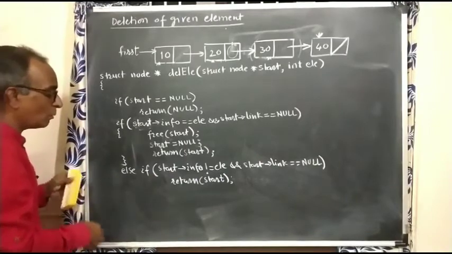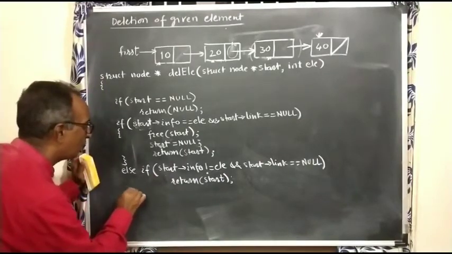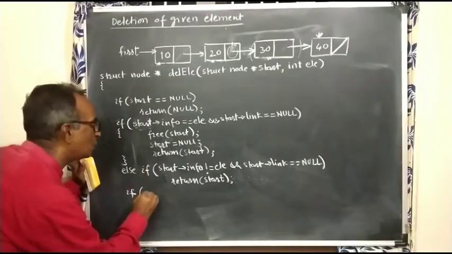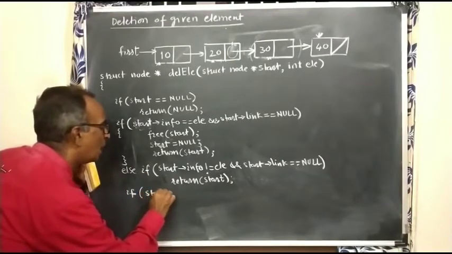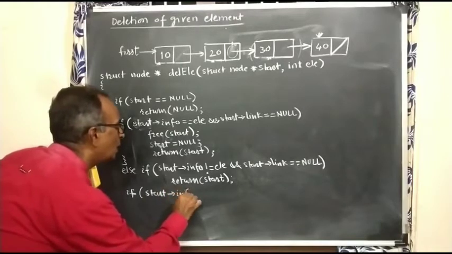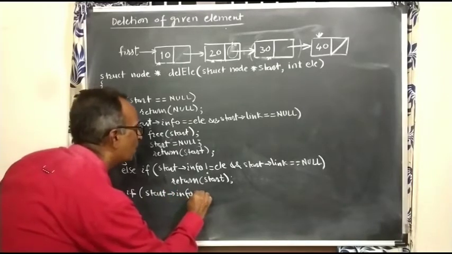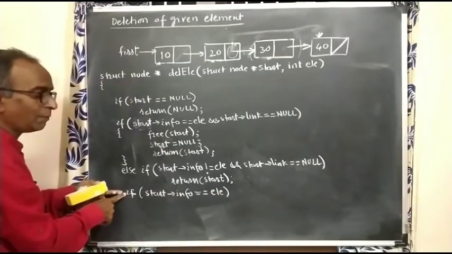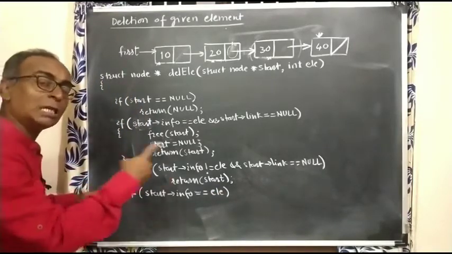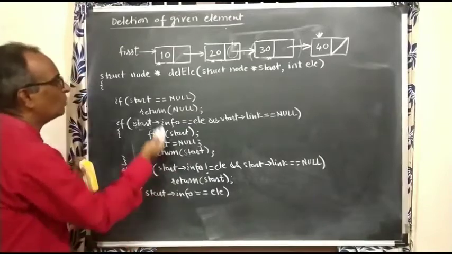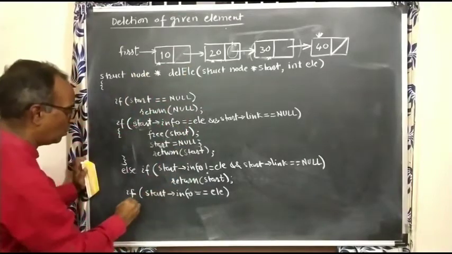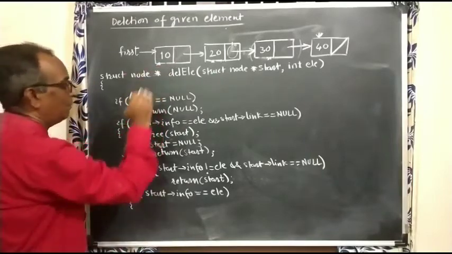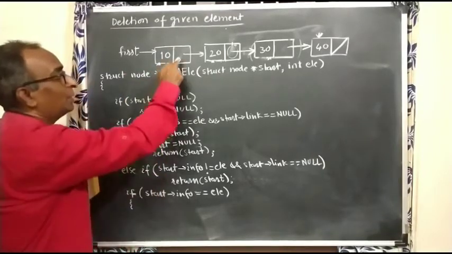In that case, what we have to do: if the element to be deleted is in the first node, if start info contains the element to be deleted. Now when will this be checked? When the linked list has more than one node. Now what you have done, whatever logic you have, you could directly free this start, but first cannot be changed.